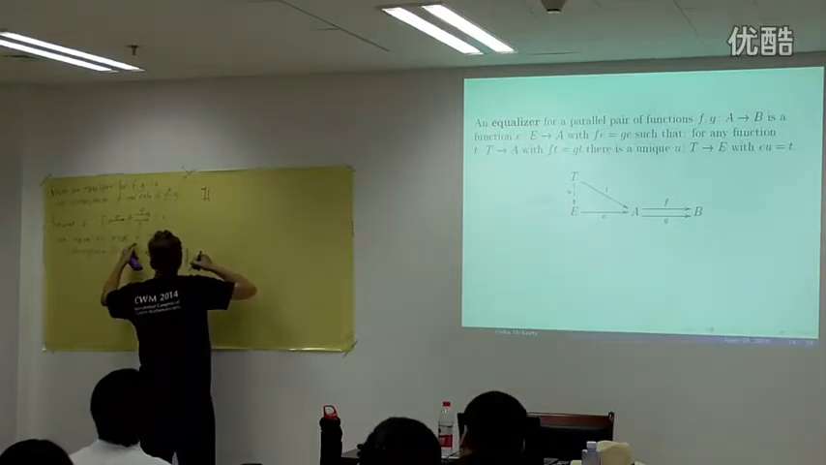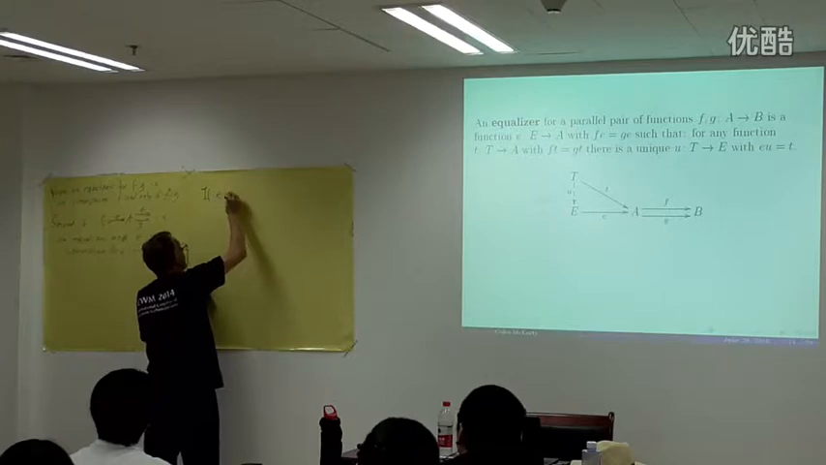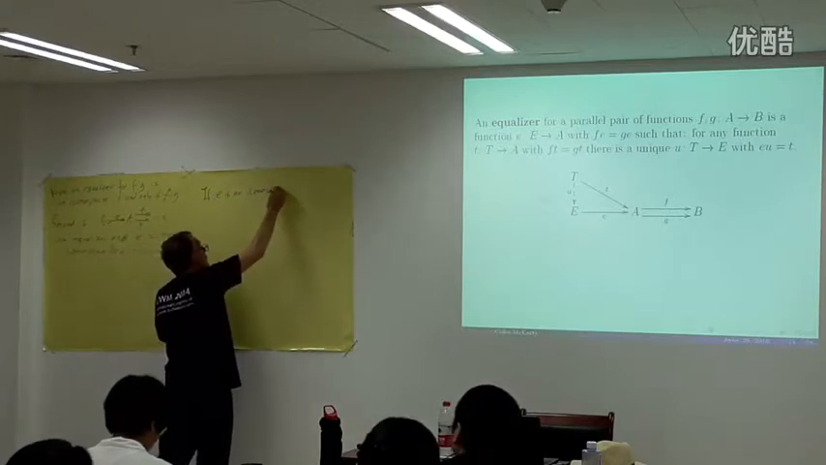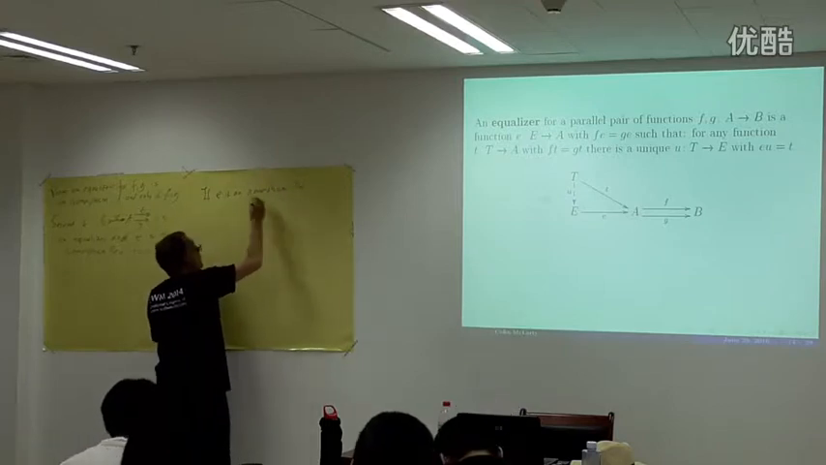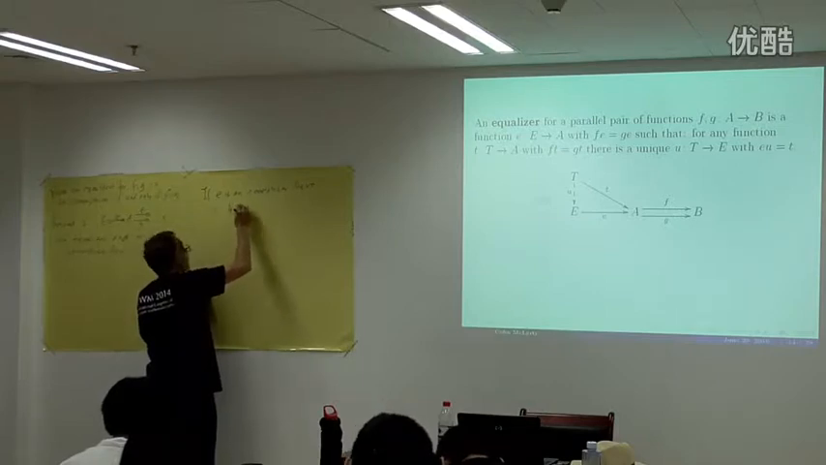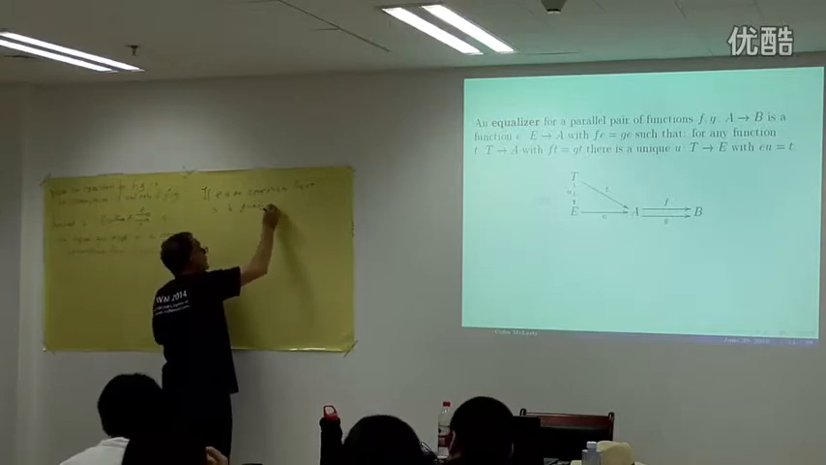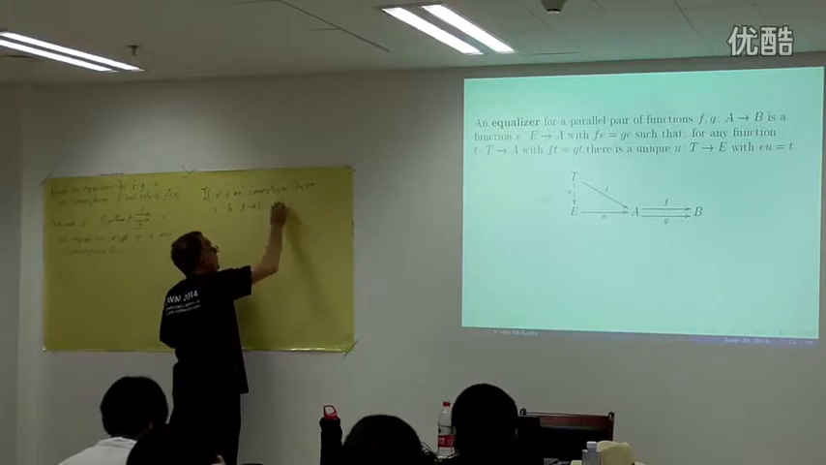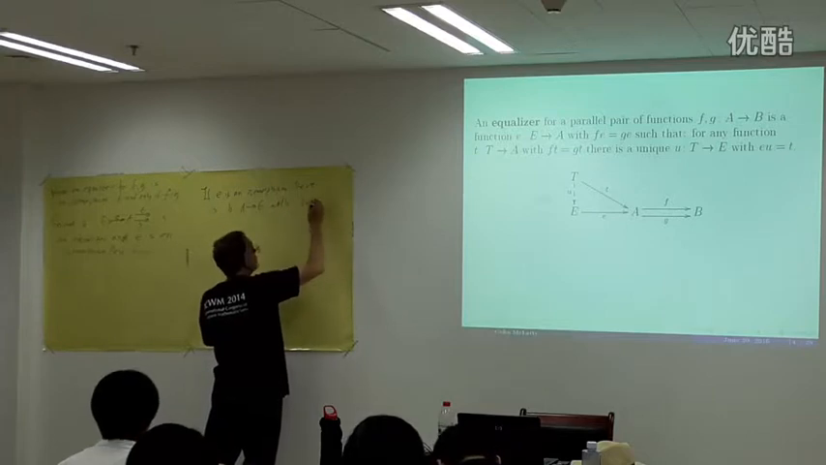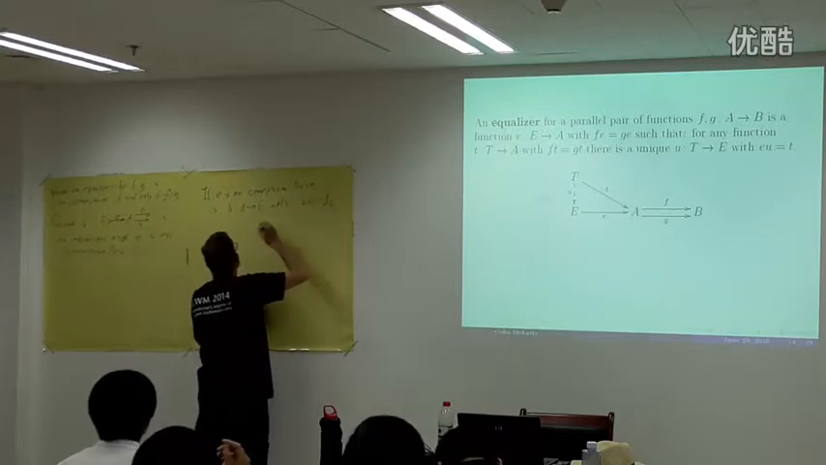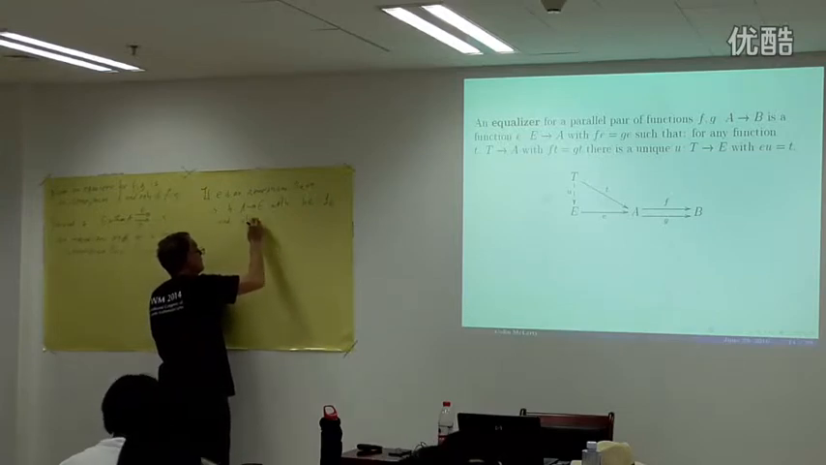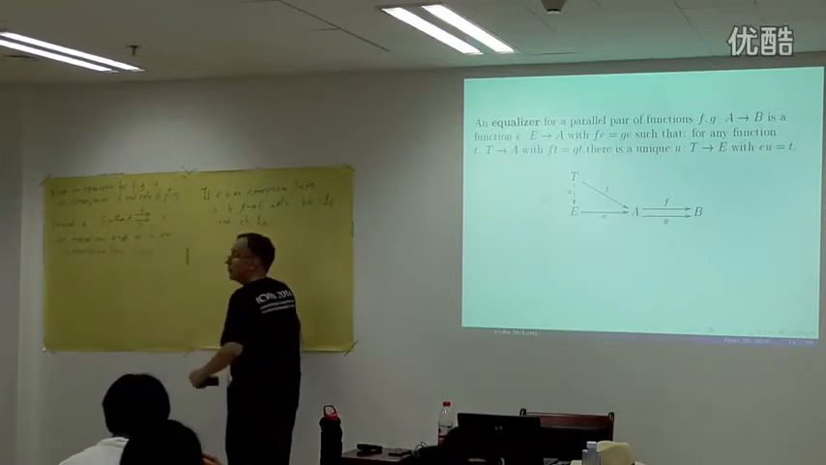What does it mean to say that E is an isomorphism? That means there is H from A to E with: do E first and then H, that's equal to the identity on E, and do H first and then E, that's the identity on A. That's what it means to say it's an isomorphism.